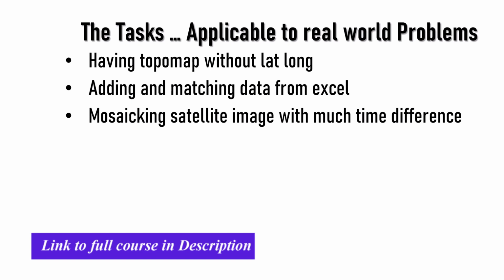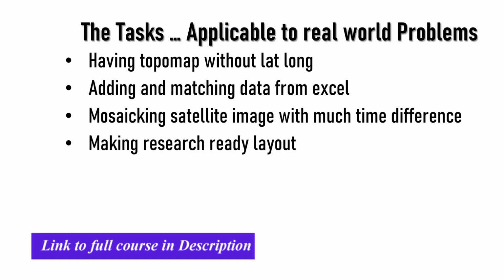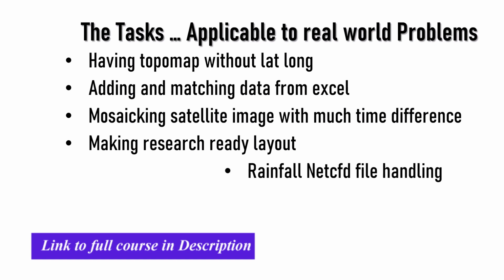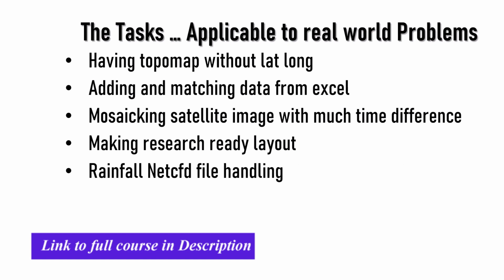Sometimes we do a survey and we get latitude and longitude data, even from a mobile phone or a GPS device, but later we have to add more information to it or plot it in ArcGIS. Then how to do it? We will download satellite images, but later we find there is a time difference and the images are not perfectly matching. Then how to do it? Making a layout is different, but making a search-ready layout is different.